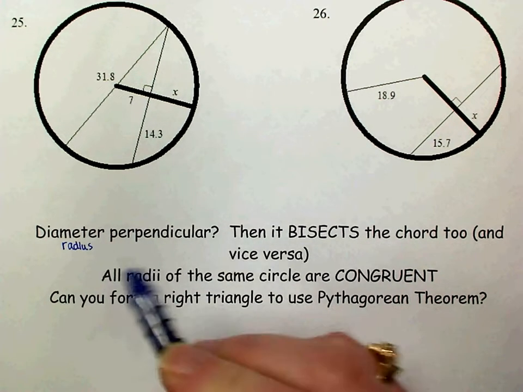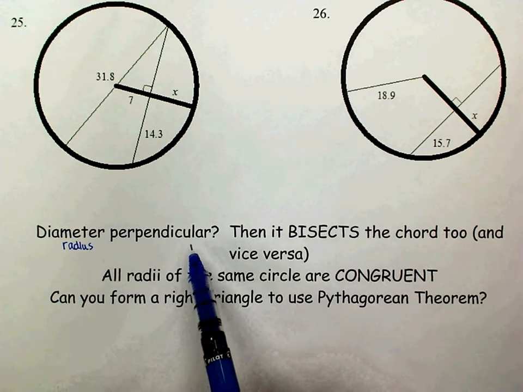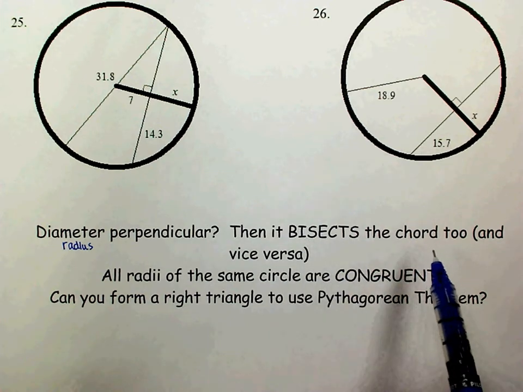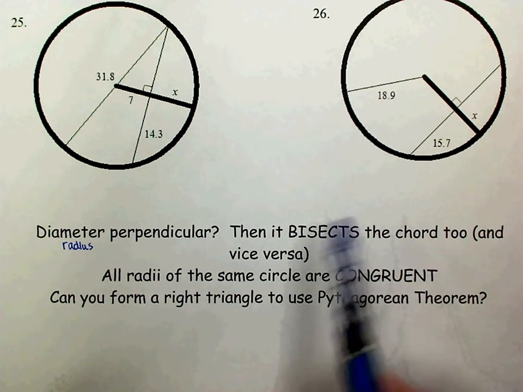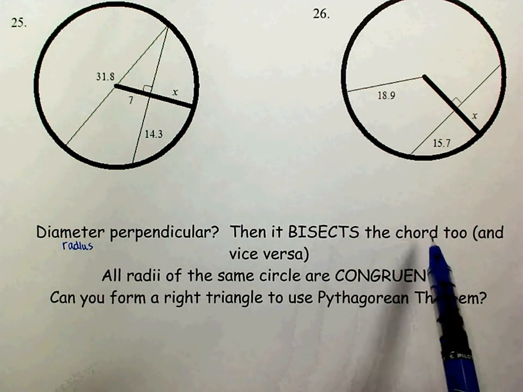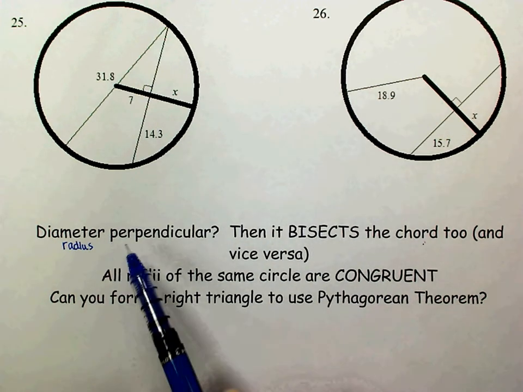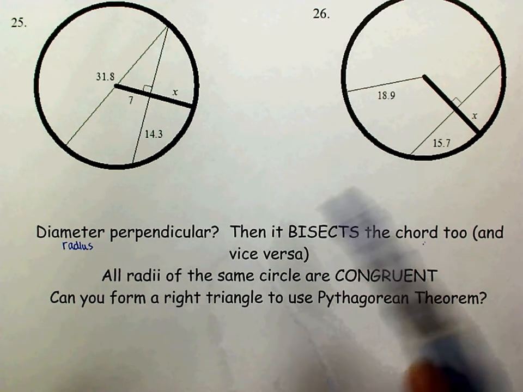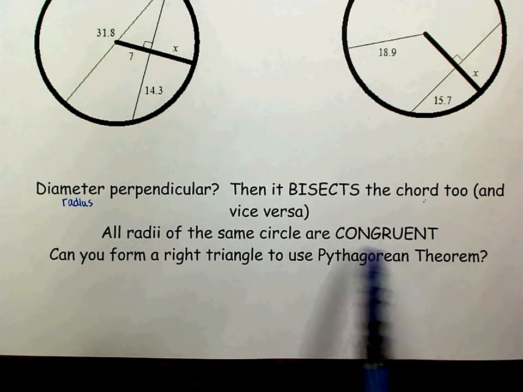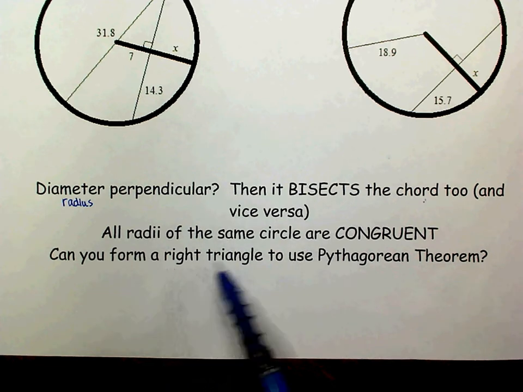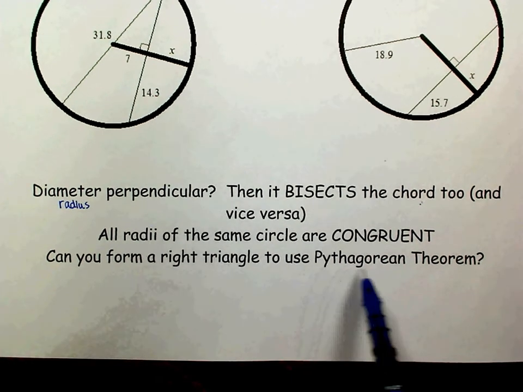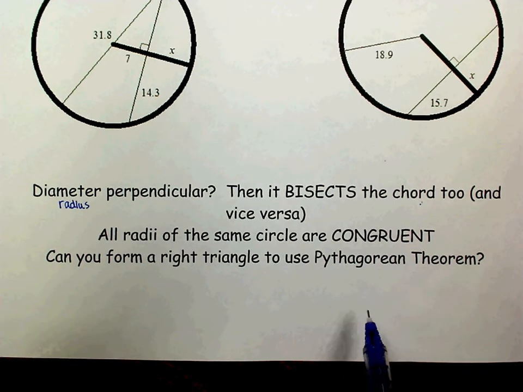So if you have the diameter or a radius that's perpendicular to a chord, don't forget it also bisects the chord, which means it cuts it into two congruent parts. The vice versa of that statement is also true. So if you have a diameter or a radius that's bisecting a chord, then it has to be perpendicular to the chord as well. Another thing to remember is that all radii of the same circle are congruent. And you might want to look and see if you can form a right triangle on these using that perpendicular relationship so that you can use the Pythagorean theorem to find a missing side.